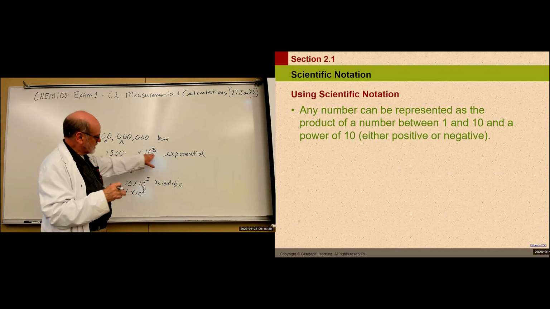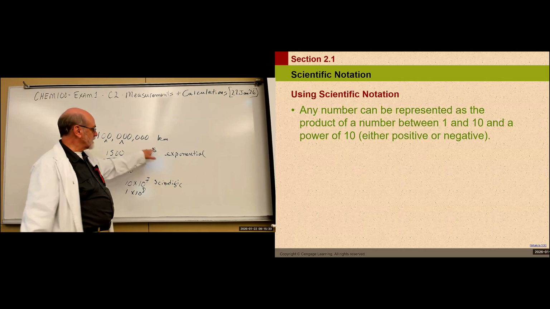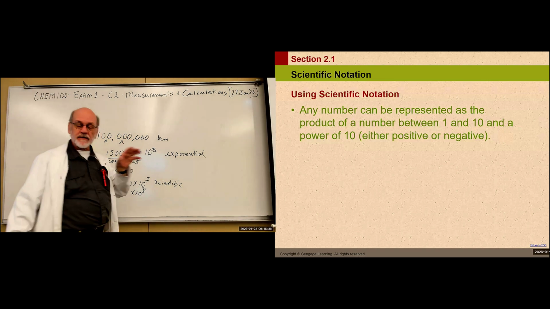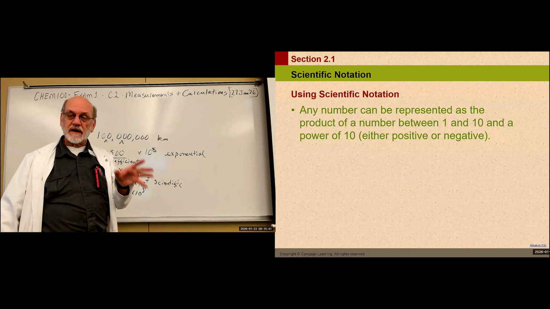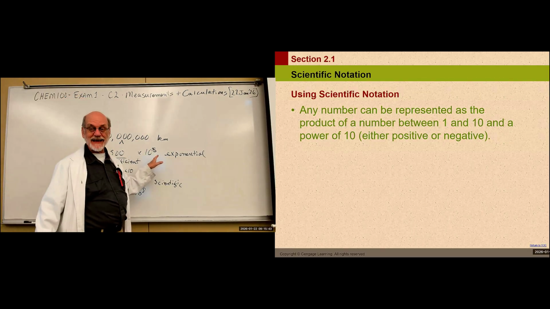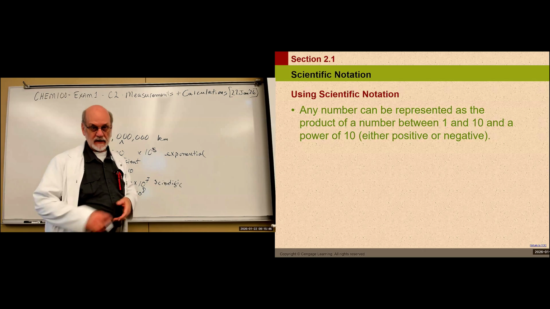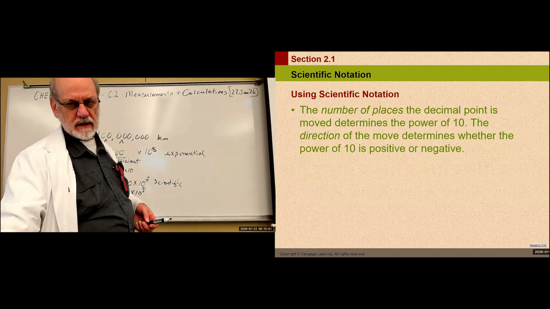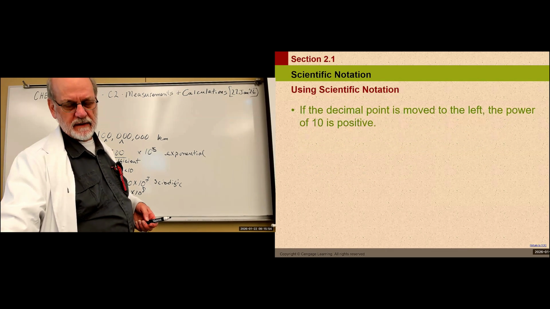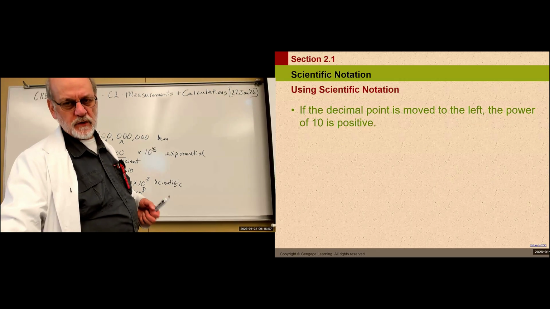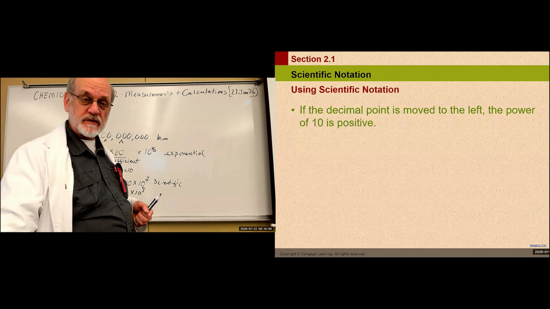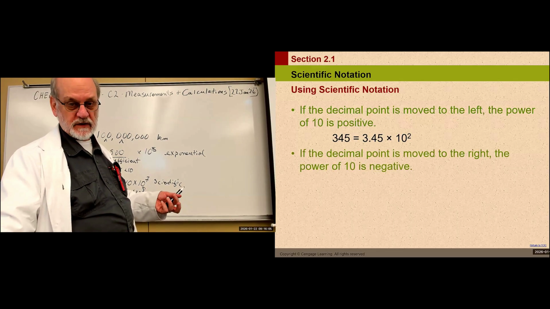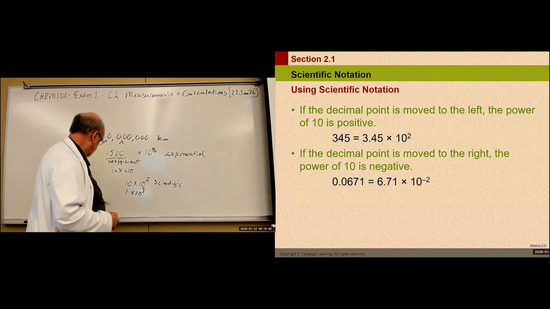This exponent is positive if this number is huge or is big. But if the number is very small, we can store up powers of 10 in the negative format also. And I think I've got an example coming up. Let's see. Yeah, if you move the decimal point to the left, you store up positive powers of 10. If you move the decimal to the right, you store up negative powers of 10. There's an example of that.